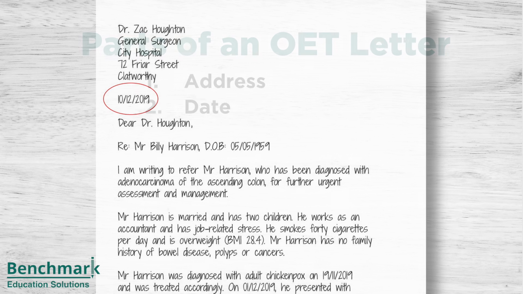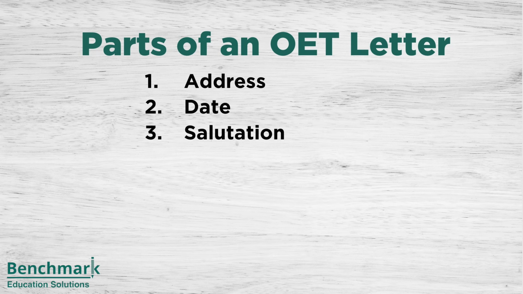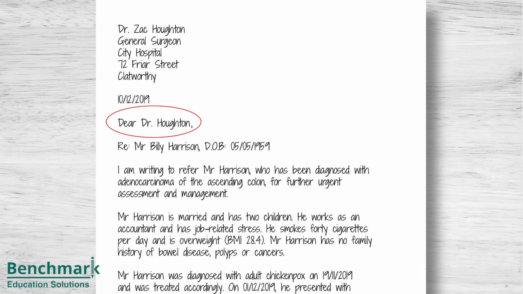Leave one line space after the address, then write the date of your letter. You can use the date you're sitting for the OET test. Part 3 is the salutation. Leave another blank line space, then write your greeting. Using the word dear is very standard and acceptable even in formal business letters when you're writing to someone you've never met in person. Be sure to use a comma at the end of your salutation.